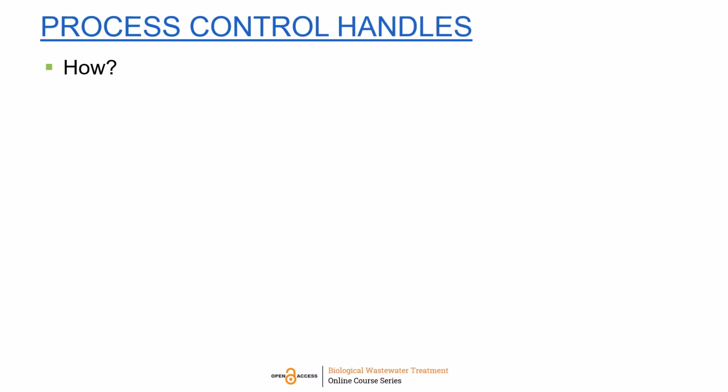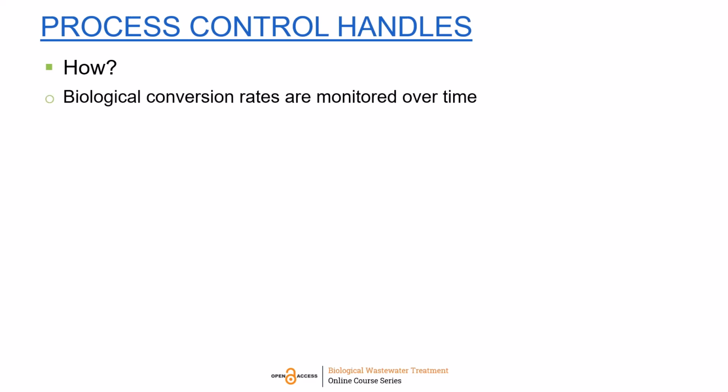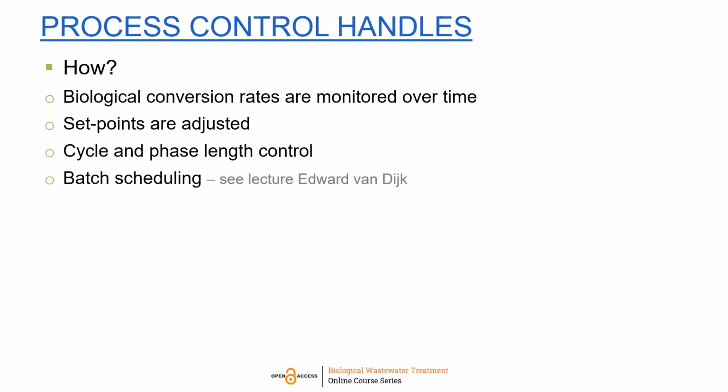The next question is, how can we control the process? What are the control handles that we have to influence the process? As already indicated, the batch-wise dynamic reactor operation makes it possible to monitor the biological conversion rates over time. Furthermore, set points can be adjusted, cycle and phase length can be controlled, and can even be adapted according to the influent conditions. The last option is called batch scheduling. You will learn more about that in the lecture of Edward van Dijk.